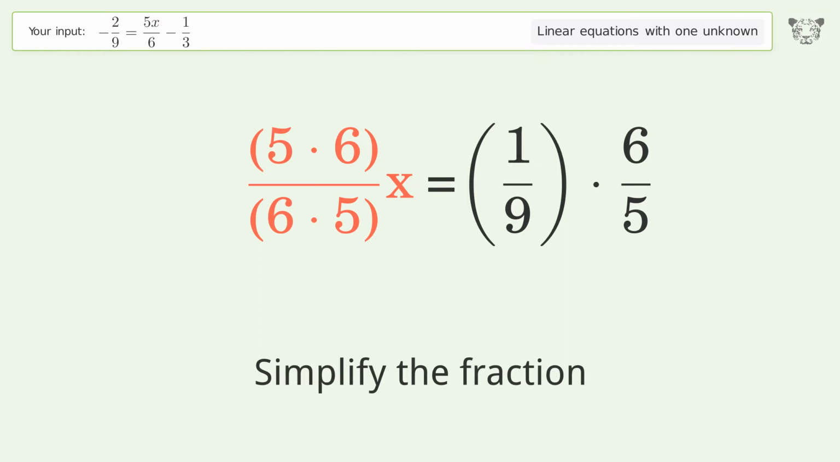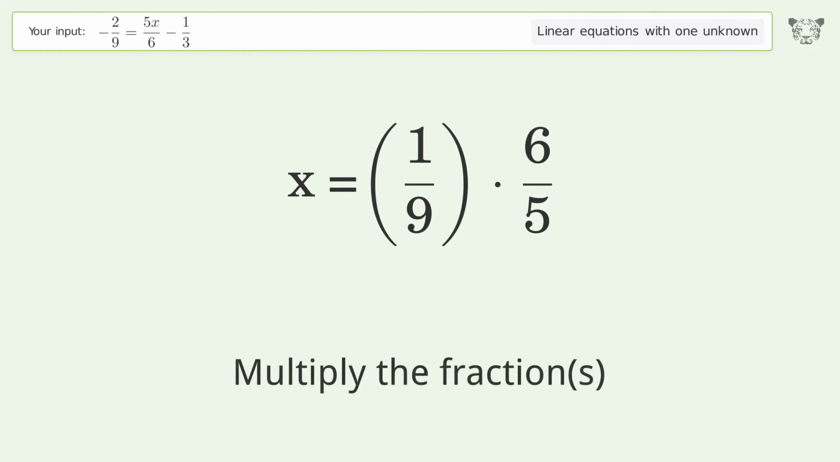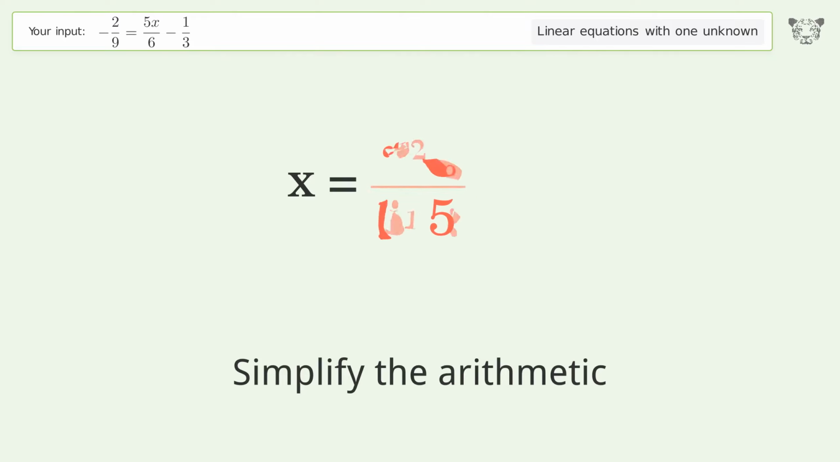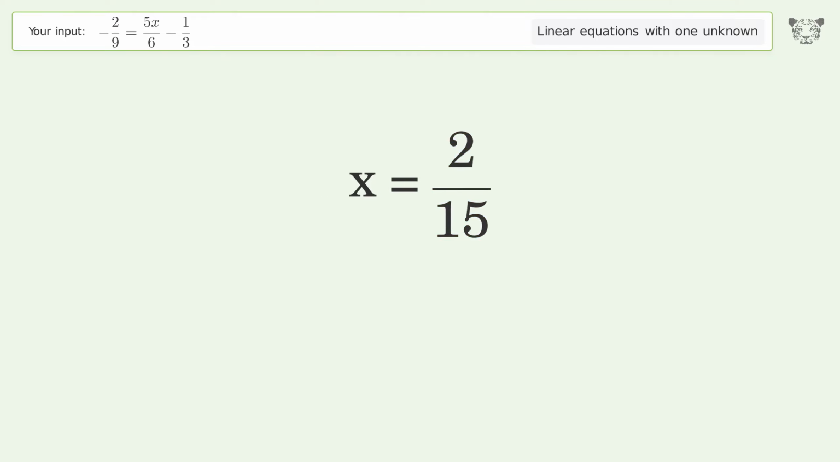Simplify the fraction. Multiply the fractions. Simplify the arithmetic. And so the final result is x equals 2 over 15.